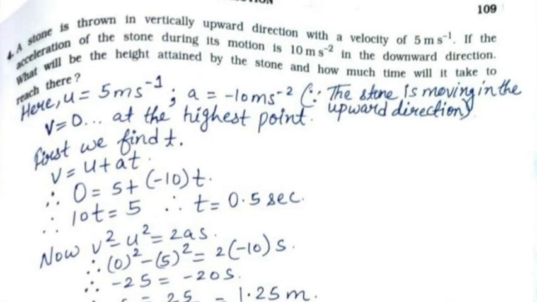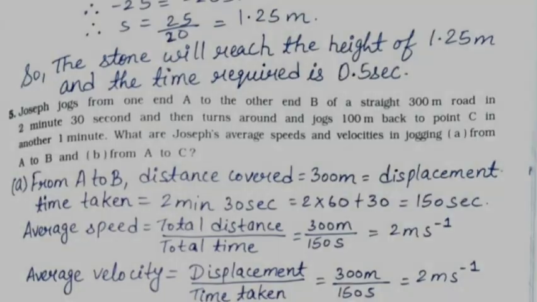Now fourth one, a stone is thrown in vertically upward direction with a velocity of 5 meter per second. If the acceleration of the stone during its motion is 10 meter per second square in the downward direction, what will be the height attained by the stone and how much time will it take to reach there? So you can see the answer and complete it in your workbook.